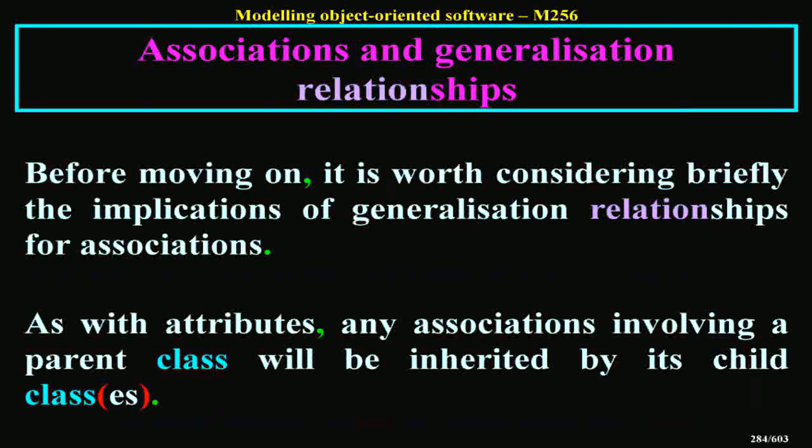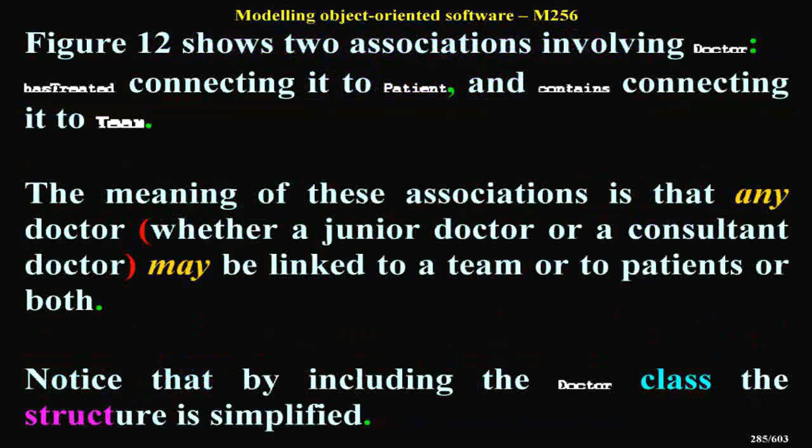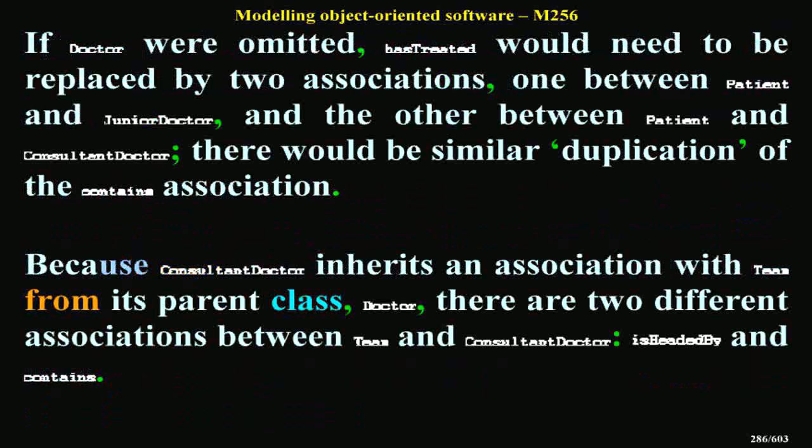As with attributes, any associations involving a parent class will be inherited by its child classes. Figure 12 shows two associations involving connecting it to and connecting it to. The meaning of these associations is that any doctor, whether a junior doctor or a consultant doctor, may be linked to a team or to patients or both. Notice that by including the class, the structure is simplified. If were omitted, would need to be replaced by two associations, one between and the other between and. There would be similar duplication of the association.